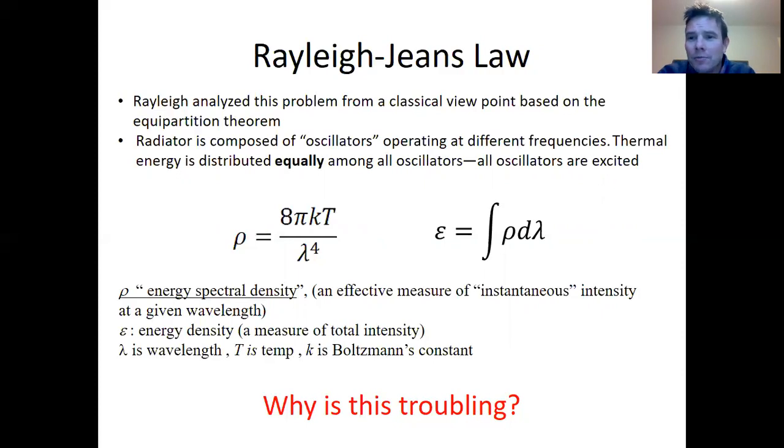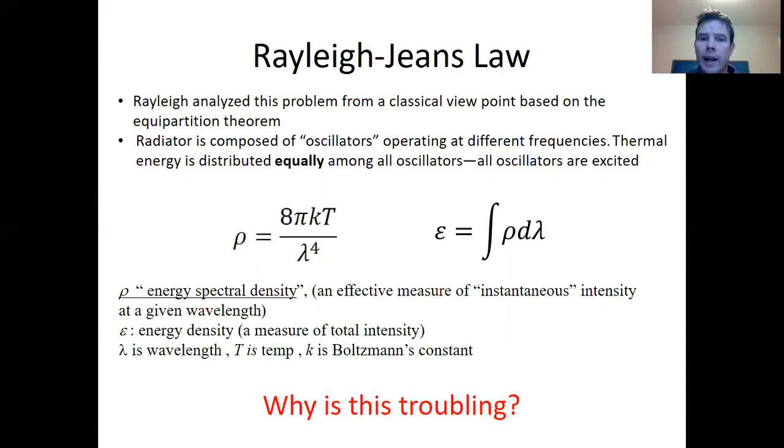And essentially what they did was say, I'm going to imagine that this radiator is composed of oscillators, something which is shaking back and forth and producing electromagnetic radiation. And these oscillators are working at different frequencies, right? Because this is based on the equipartition theorem, you divide up some amount of energy equally among all of these oscillators. That's the important point. The oscillators are all equally excited.